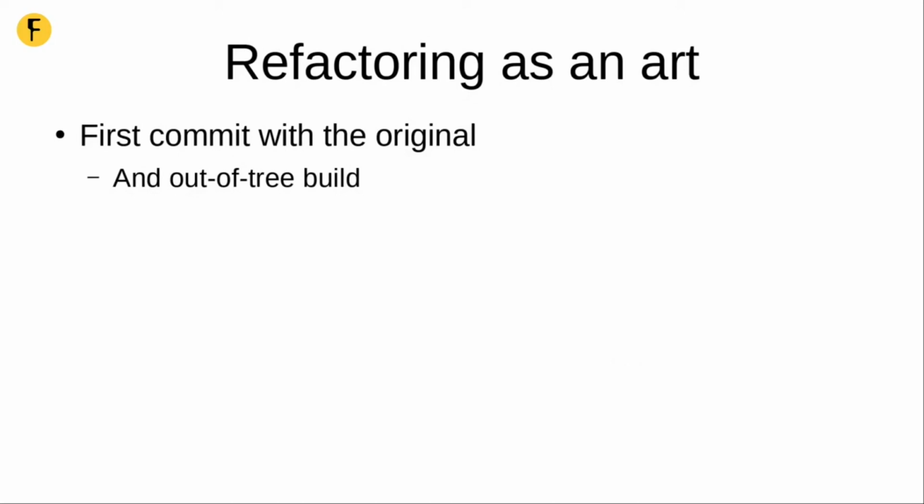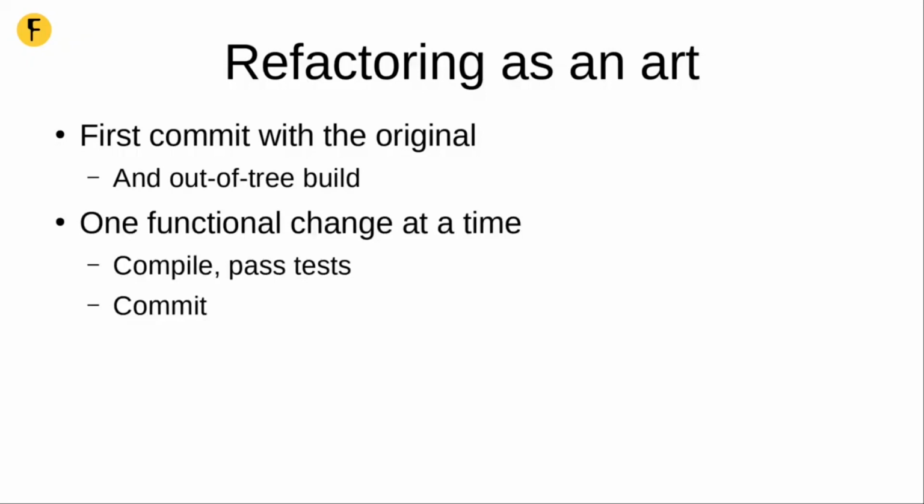Refactoring is an art. How I do it, I do the first commit with my Git repository with the original source code, and I add the out of the tree build. Then I can do differences from this point. Then I do one functional change at a time, and after functional change, the driver has to compile and it has to pass tests. Then I commit.